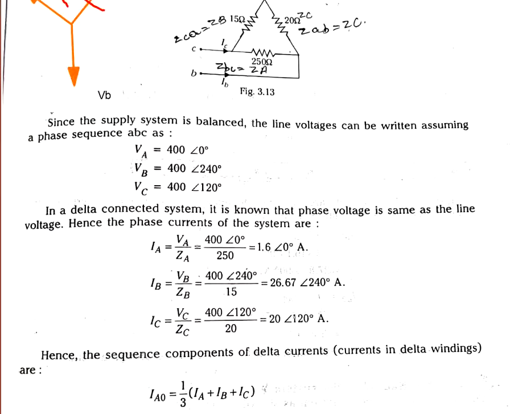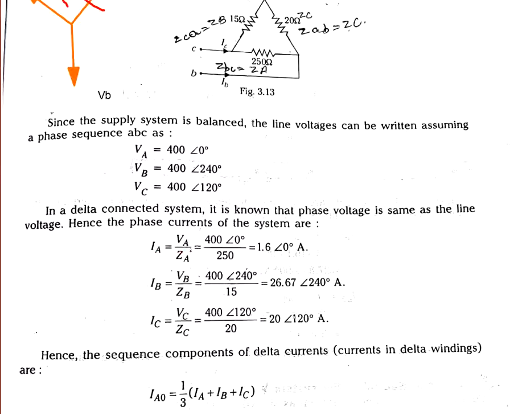So what is the relation of impedance, current and voltage? V equals IR. R is in DC circuits, Z is in AC circuits, right? V equals IZ. Resistance you come across in DC circuits, impedance you come across in AC circuits. Now, I equals V by Z.